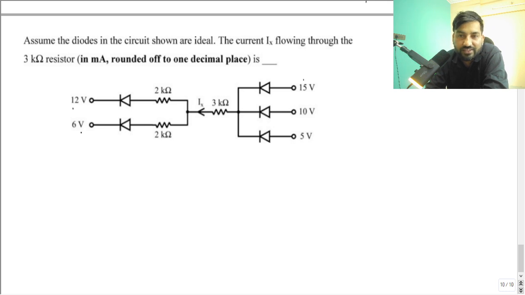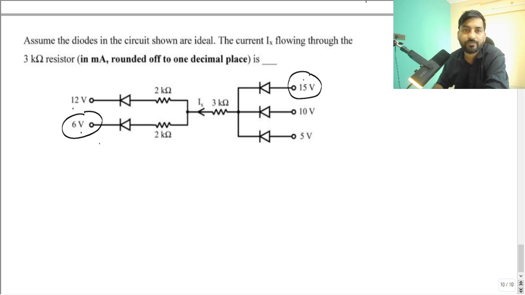So what are the diodes which are going to survive here? Survive in the sense that they will be on, and since they are ideal, they will be replaced by a short circuit, and the other diodes will be removed by open circuit. That is the idea. If you look at 15 and 6, the difference is 9.